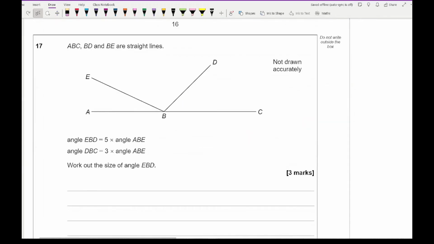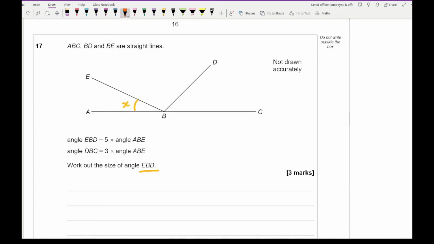Moving on to question 17, it says that ABC, BD and BE are straight lines. It says the angle EBD equals 5 times the angle ABE, and the angle DBC is 3 times the size of angle ABE. And the question is asking us to work out the size of EBD. Now, because angle ABE is used in both of the two other angles, let's label angle ABE as X. So this angle here is going to be X.